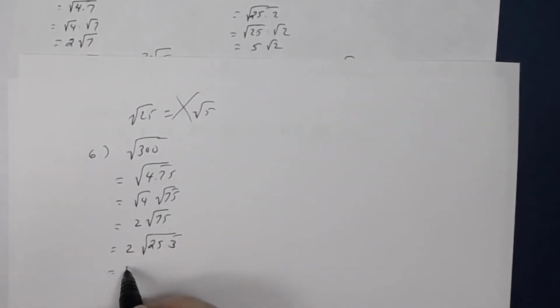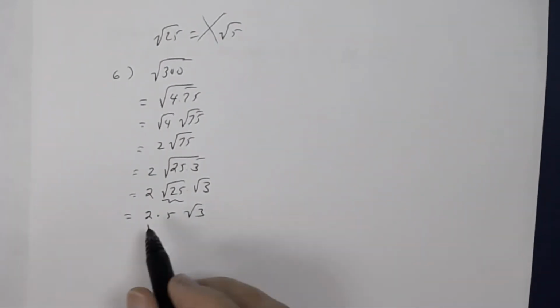So I'm going to say that's going to be 2 times the square root of 25 times the square root of 3. And so that's going to be 2, and then the square root of 25. 25 is a perfect square, so the square root of 25 is 5. And then I'm done with the square root of 3. That cannot be simplified any further. And so I get 2 times 5 is 10. So I get 10 times the square root of 3.